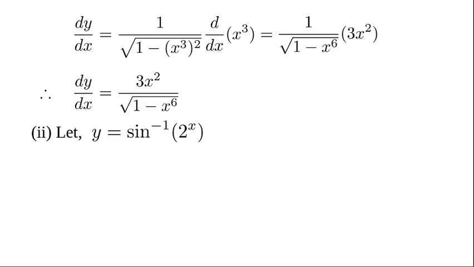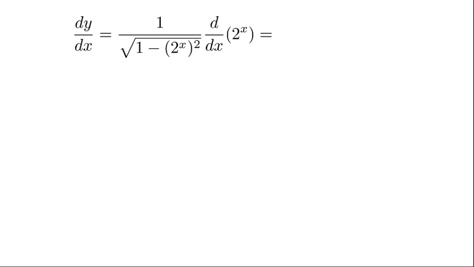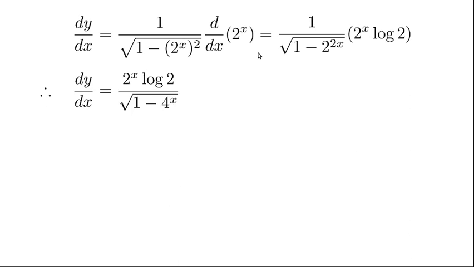y equal to sin inverse of 2 raised to x. Differentiate with respect to x. Again on the same line of thinking of the previous example, let us consider 2 raised to x as x. Therefore derivative becomes 1 upon root of 1 minus 2 raised to x whole square into derivative of what we thought as x, that is 2 raised to x. Therefore dy by dx equal to 2 raised to x log 2 upon root of 1 minus 4 raised to x.